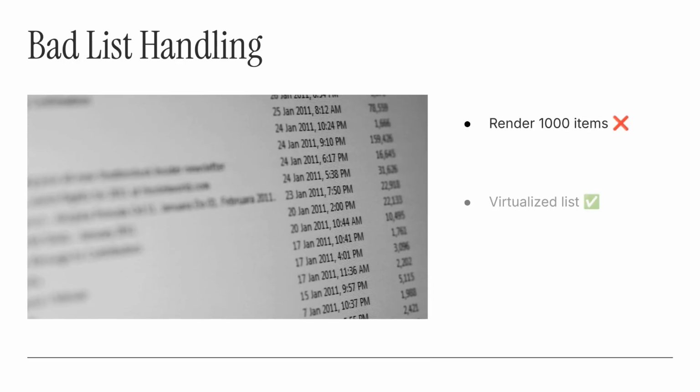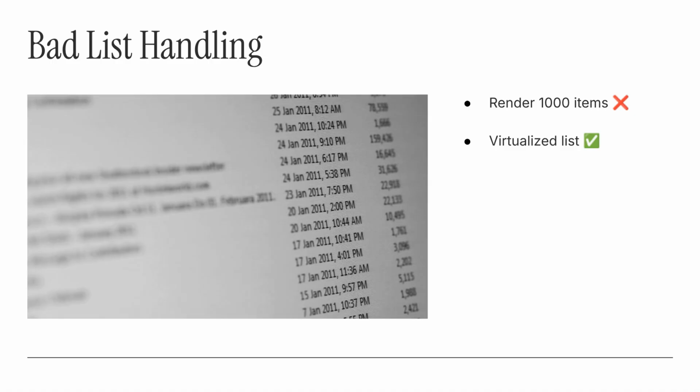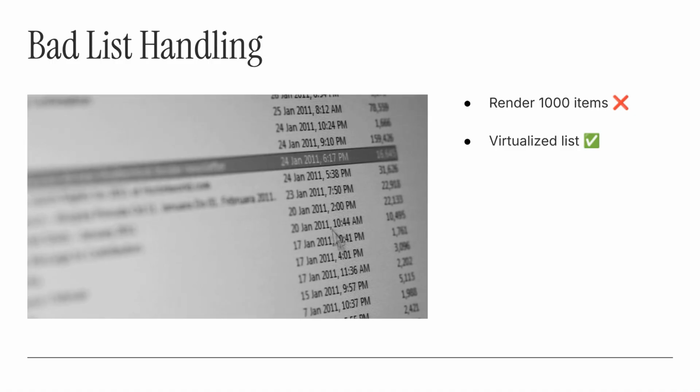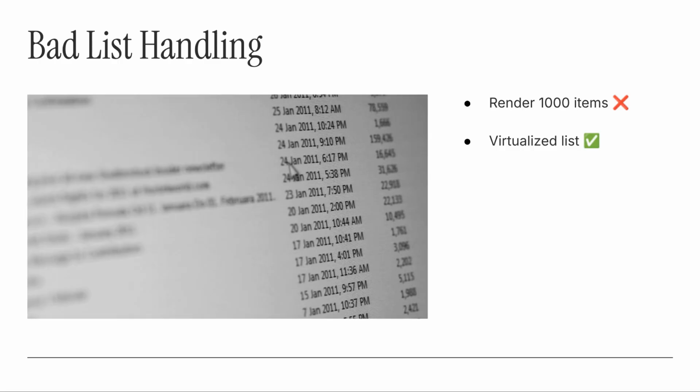Large lists are a common trap. If you render all 1,000 items when the user only sees 10, you're eating up memory and causing huge performance dips. Proper list virtualization is essential to avoid frame drops.